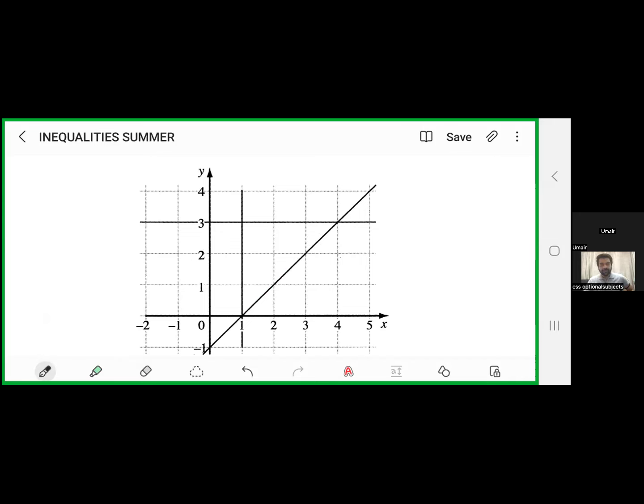I'm going to solve a question on graph of inequalities.